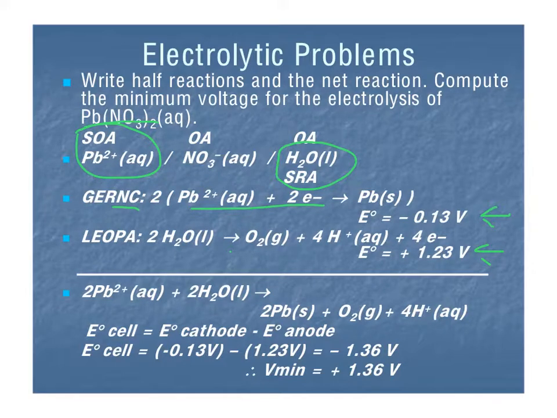Because the reduction of lead requires 2 electrons, whereas the oxidation of water provides 4 electrons, we need to double the number of reduction reactions by 2, and then overall our net equation reads as such. And if we add the cell potentials, we would see that it's negative 1.36 volts. That means our battery's power supply must have a minimum voltage of positive 1.36 volts.